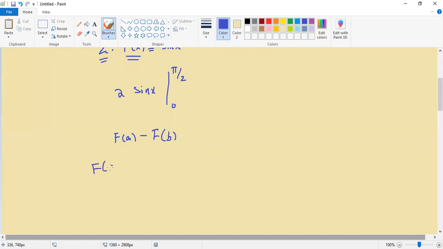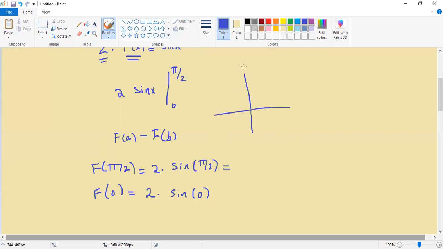So if I plug the upper bound into this function, that would just be multiplying 2 by sine of the upper bound, which is pi over 2. And if I wanted to evaluate the lower bound, which would be 0, then I could plug in 0 as an input and multiply 2 by sine of 0. So 2 times the sine of pi over 2. If we think about our unit circle here, pi over 2 is equivalent to 90 degrees. So we know it's a quadrantal angle.